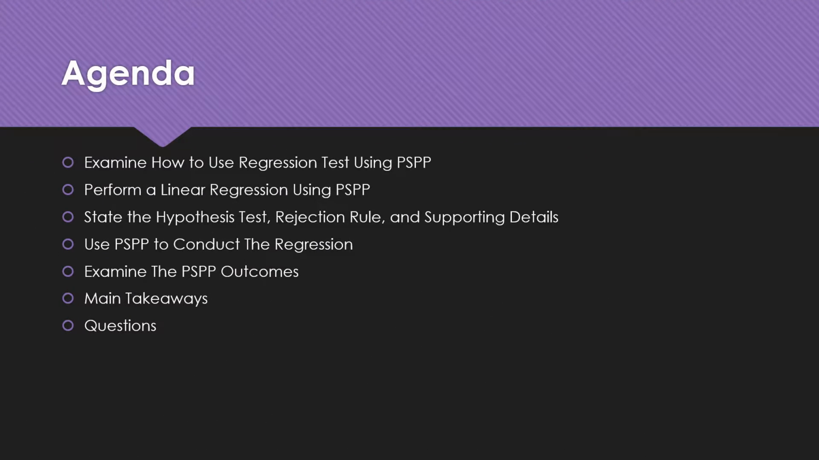Today, the agenda is as follows. We will examine how to use regression tests using PSPP, perform linear regression using PSPP, state the hypothesis test, rejection rule, and supporting details. We will also use PSPP to conduct the regression, examine the PSPP outcomes, main takeaways, and any questions.